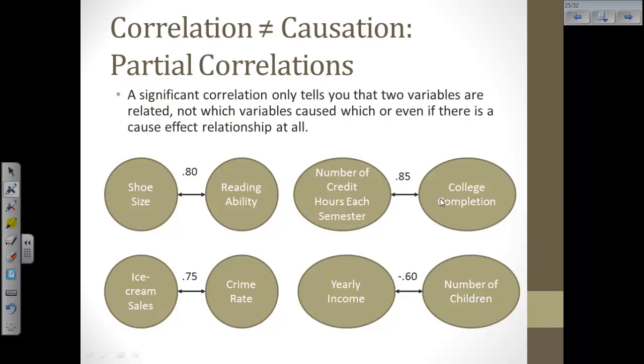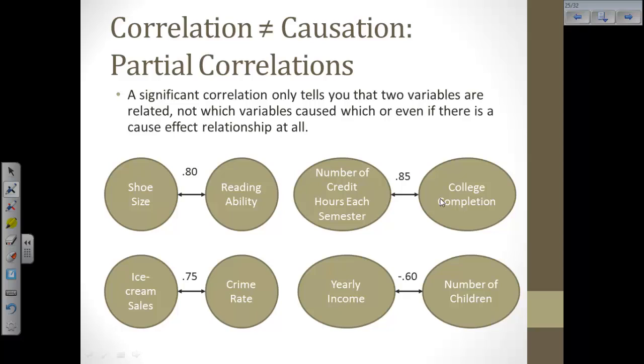Okay, another example. There is a strong negative relationship between yearly income and number of children. So you can't just say, okay, well, that must mean that those who are poorer tend to have more children, and those who have more money tend to have fewer children. Well, that doesn't really make sense because you would think that if you make more, you can afford more children, so you would have more. If you make less, you may try to restrict how many children you have because you can't afford to have them. There's a third variable that is related to both of these that's probably artificially inflating this relationship.